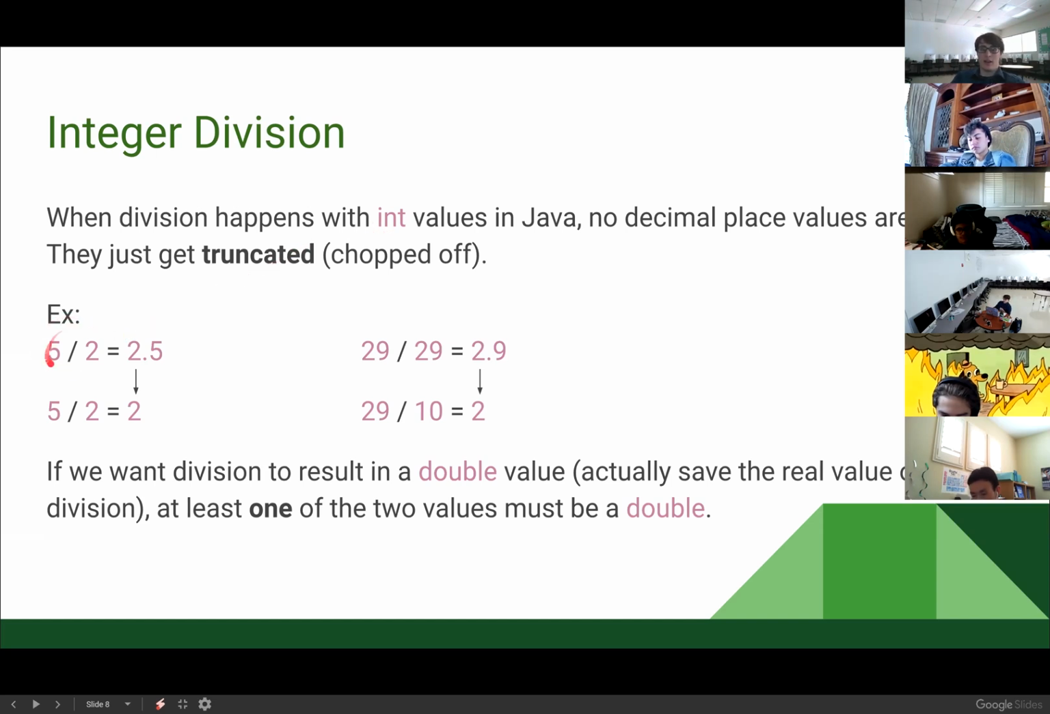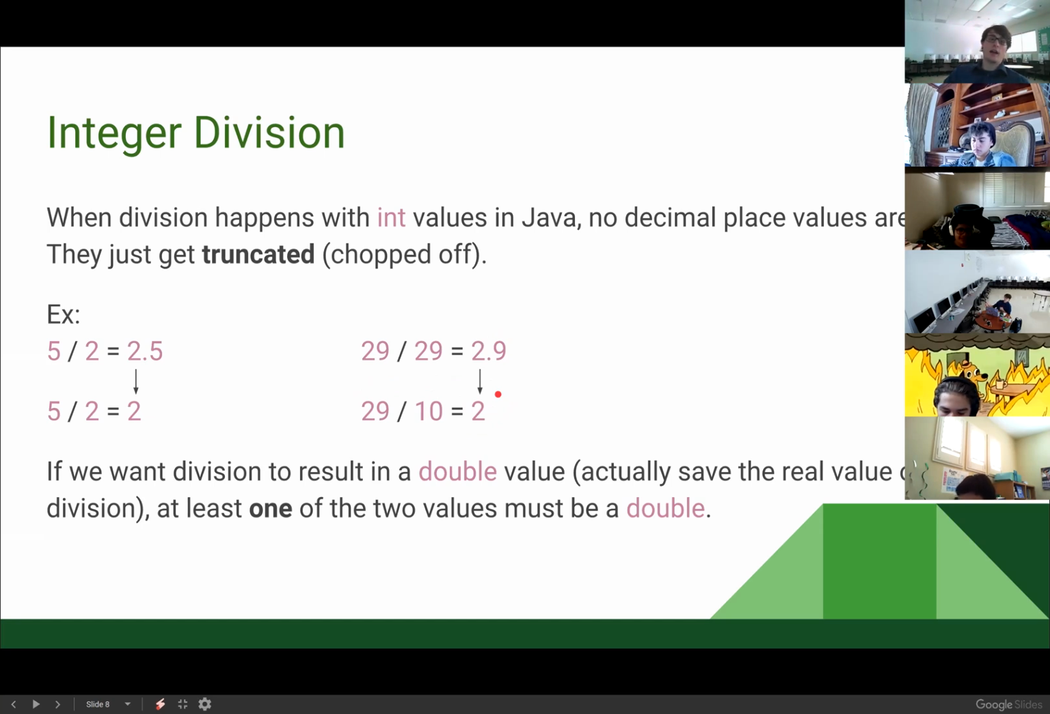So if I tried to divide 5 by 2, I would expect to see 2.5, but I am going to truncate all those decimal places. I'm going to chop them off. I'm not rounding, I'm just chopping off decimals. So 5 divided by 2 is going to equal 2. And 29 divided by 10 equals 2.9, except once again, we're going to chop off those decimal places. 29 divided by 10 equals 2.